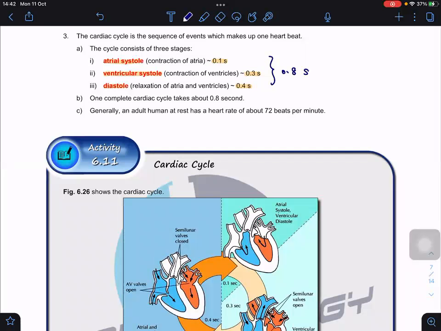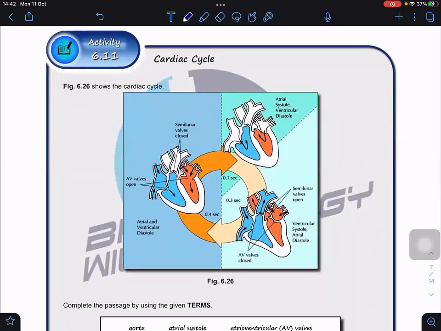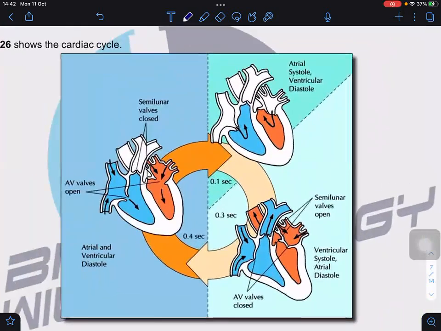Okay, so let us look at the events that actually take place in this diagram. Because it's a cycle, we can start with any part first, but I prefer to start with the atrial systole. We need to know that when the atria contract, the ventricles have to relax. If I want to contract the atrium and the ventricle also contracts, where is the space for us to empty our blood, correct?